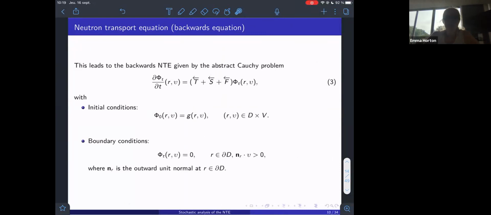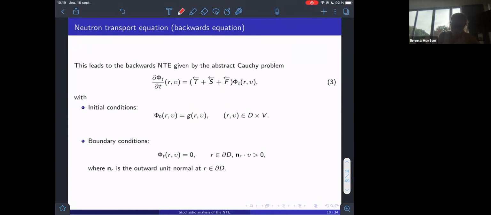And so looking at this adjoint in the L2 space allows us to formulate the backwards neutron transport equation, which is this abstract Cauchy problem. Phi here is the adjoint flux. Again, it's looking at the rate of change of this adjoint flux over time, but now I have the backwards operators. For the initial condition, again, I just have some function G that describes the initial configuration of neutrons.